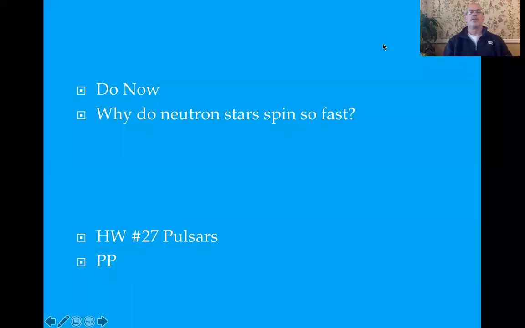All right, so let's start out with our do now today. Do now is why do neutron stars spin so fast, right? So you might want to pause and think about that for a minute. Why do they spin so fast?